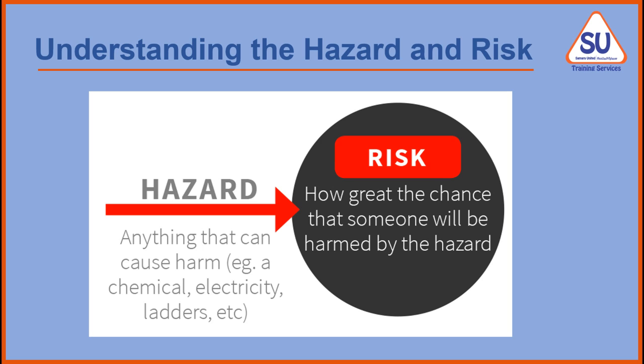Before we leap into how we protect ourselves, let's spend a little time understanding what we mean by hazard and risk. Hazard is defined as anything that can cause harm. In the case of COVID-19, the harm would be chronic illness. Risk, on the other hand, is how great the chances are that the hazard will harm us. How we calculate risk depends on several factors that we'll discuss later in this presentation.